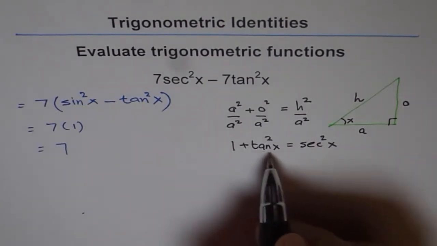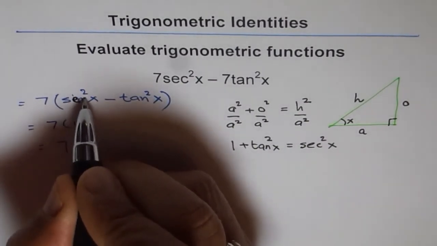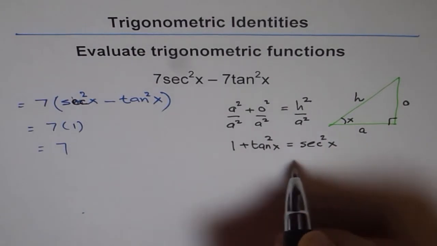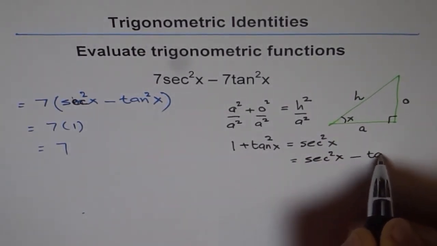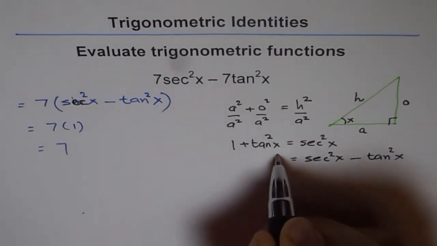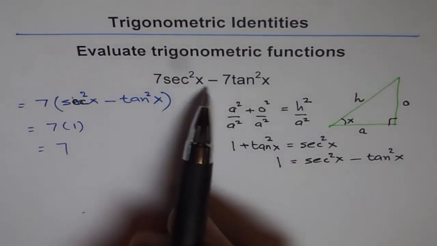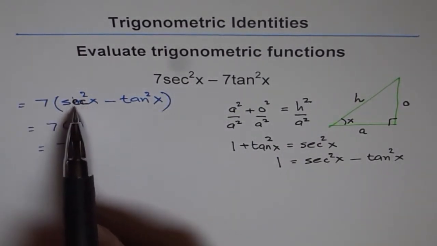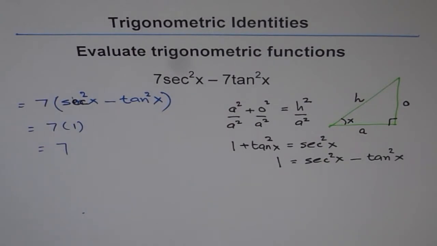So it can be rearranged, right? It was secant square x, and then we can take tan to the other side. So we get secant square x minus tan square x equals 1, correct? So that is what we use here. Secant square x minus tan square x was left when we took 7 common, and secant square x minus tan square x is 1, right? And that's how we got it. So this trigonometric function is equal to 7.